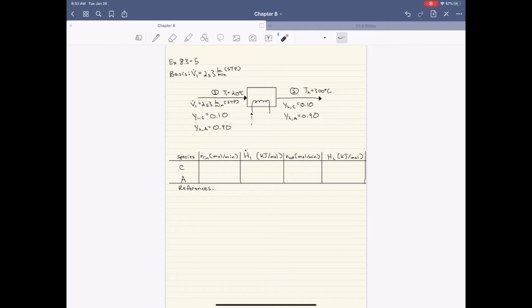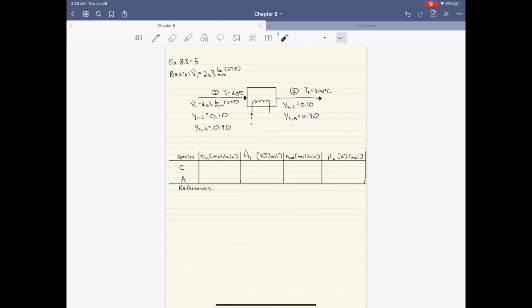In the outlet flow stream, we have the new temperature, the 300 degrees Celsius, and really there's nothing in the problem to indicate that the compositions are going to change. So we also have that composition information as well.